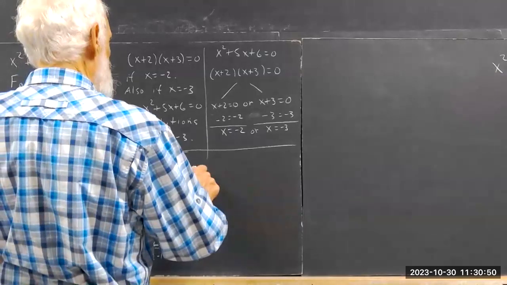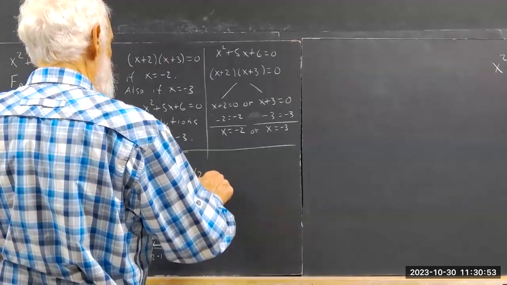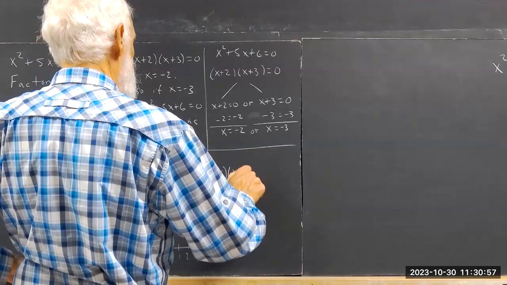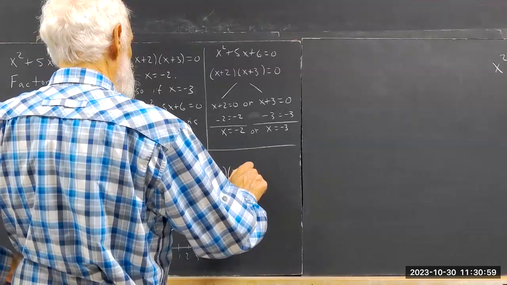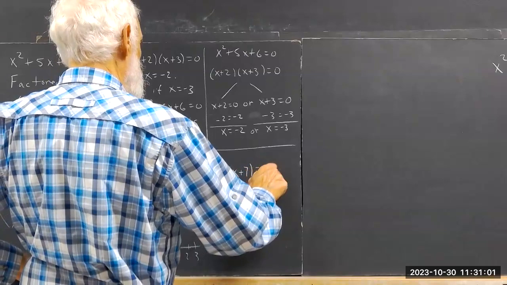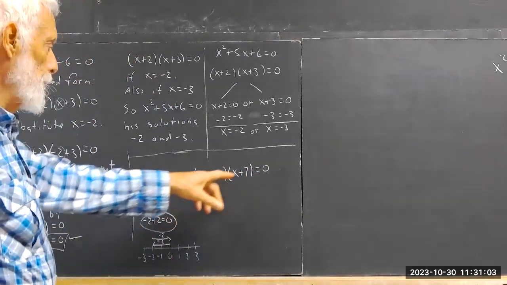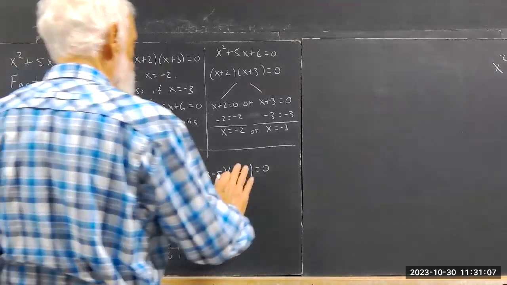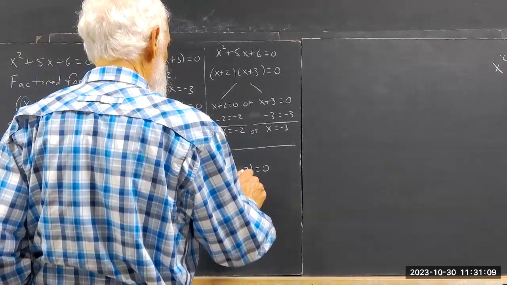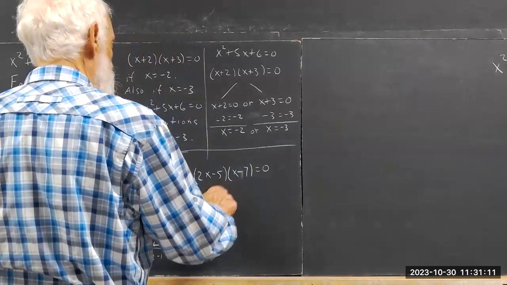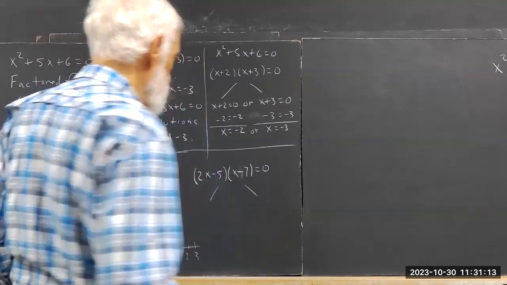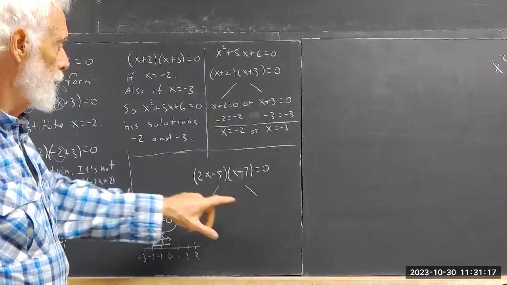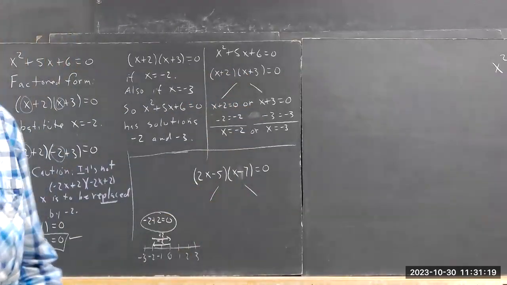Now, if we have the equation (2x minus 5) times (x plus 7), make it x minus 7. This breaks into two equations. Now, can you see the way this broke into two equations, and break this into two equations?